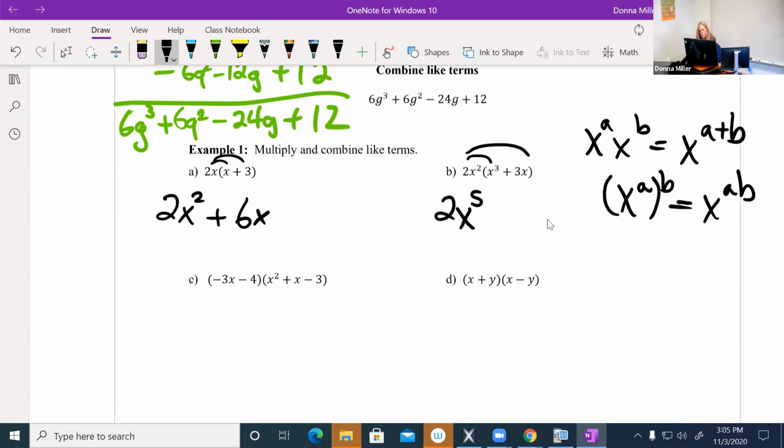All right, so then I have plus 3x times 3x, so that would be 6, and we have 3 x's, so 6x cubed. Is that all right? And that's all I got to do.